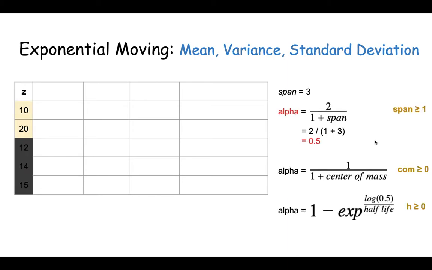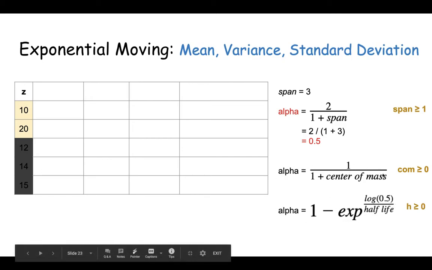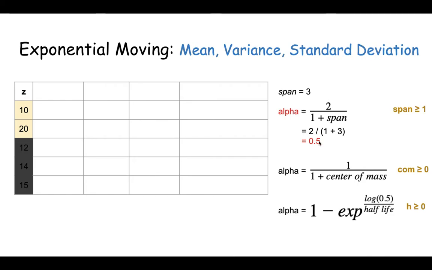So as you can see in this figure, we are going to initially consider just 2 data points. We'll set the span to 3, and then based on that we can calculate the value of alpha, which is 2 divided by 1 plus span, and we get that value to be 0.5. For now we won't use the other two methods because we already have the value of alpha from span.